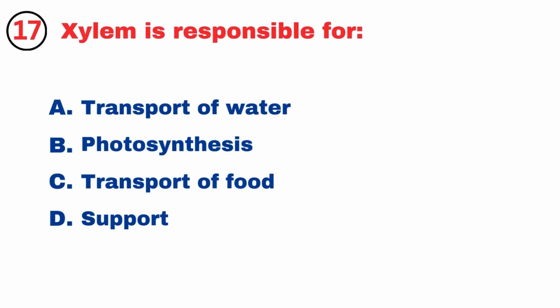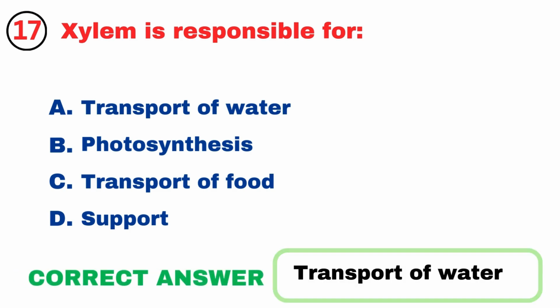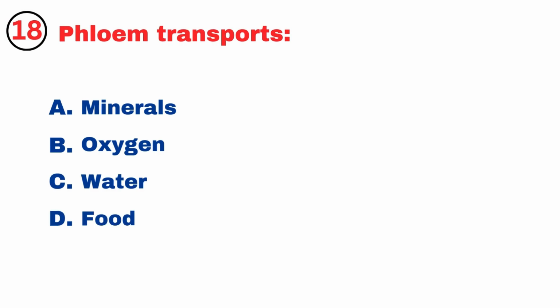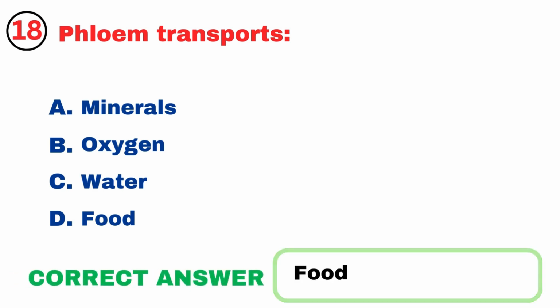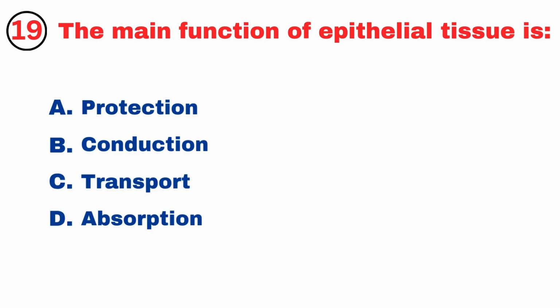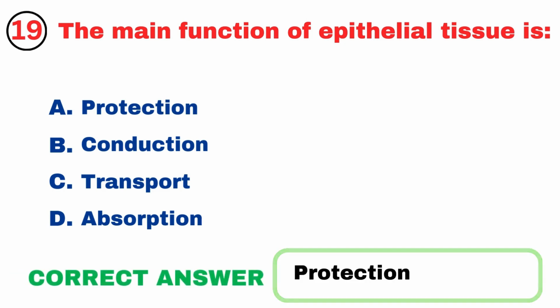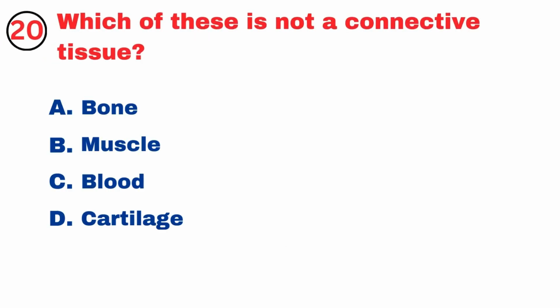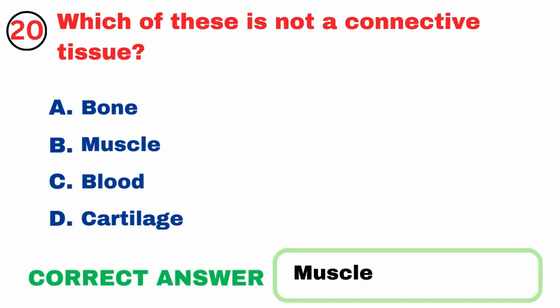Xylem is responsible for transport of water. Phloem transports food. The main function of epithelial tissue is protection. Which of these is not a connective tissue? Muscle.